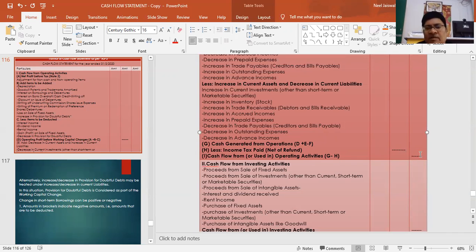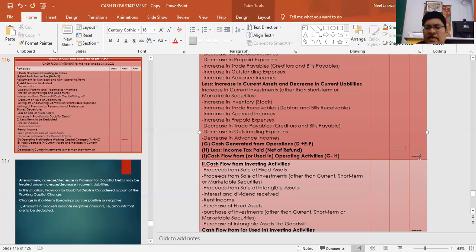Income tax refund we need to subtract, because income tax refund has reduced my cash from operating activities. So it is non-operating, actually. It is a non-operating item. So we are subtracting it, and we get cash flow from operating activities. And we have written this in the third column.